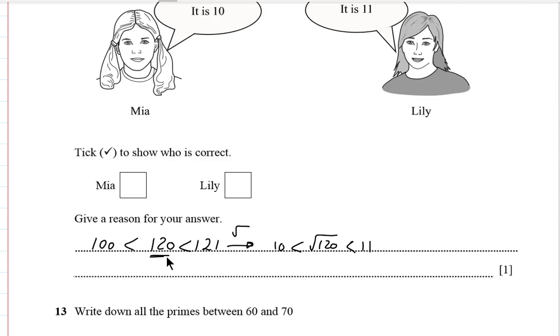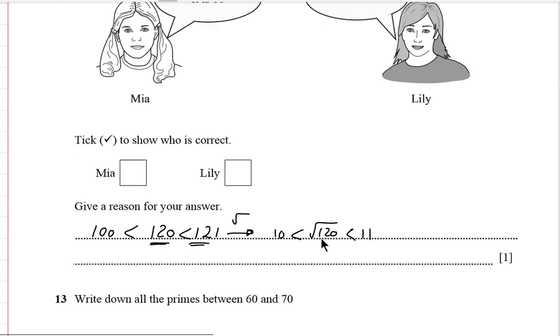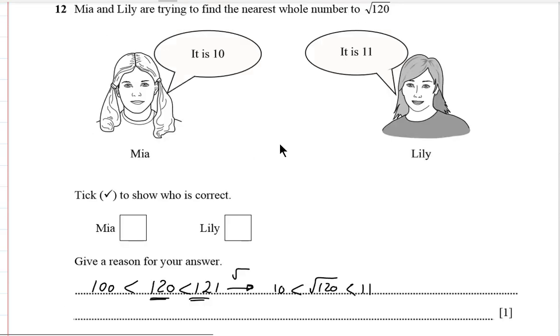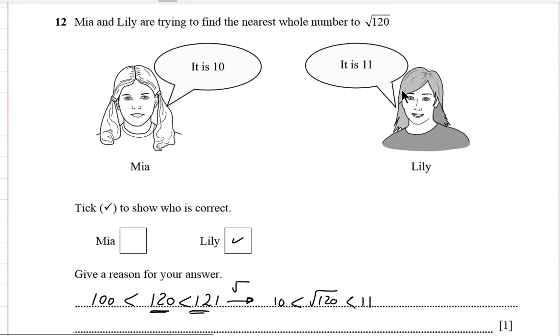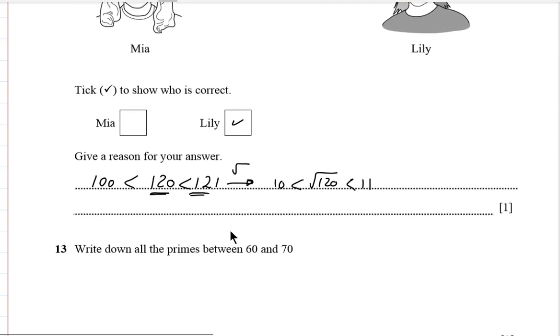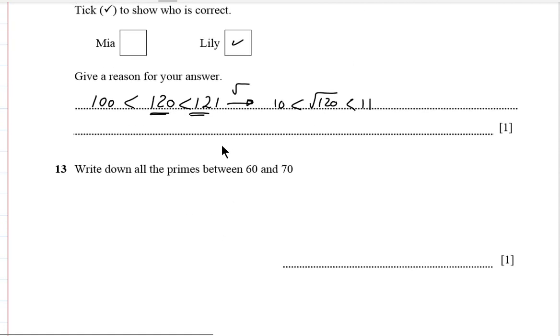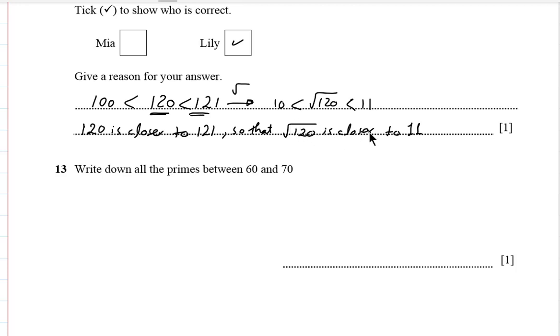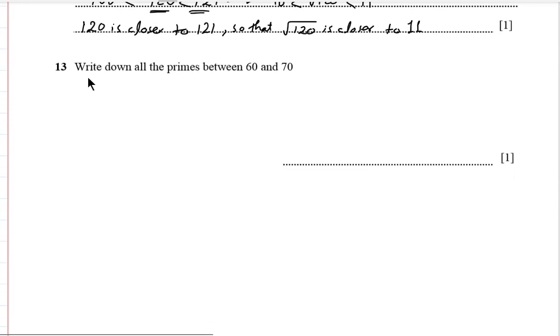Okay, and since 120 is very close to 121, we can say that the square root of 120 is very close to 11. So we can say that Lily is correct. You can also say in the reason here that 120 is closer to 121, so the square root of 120 is closer to 11, to be very clear and obvious.